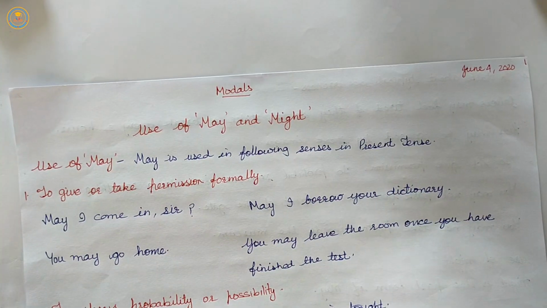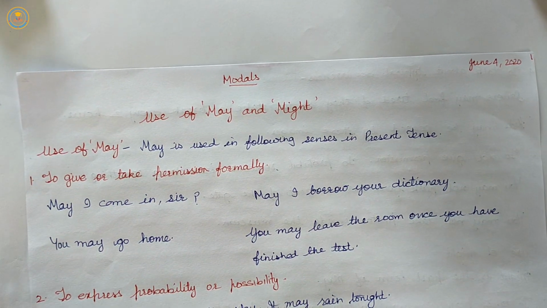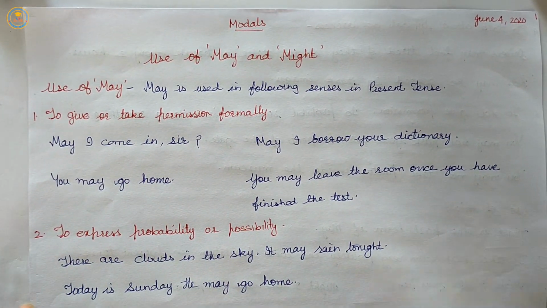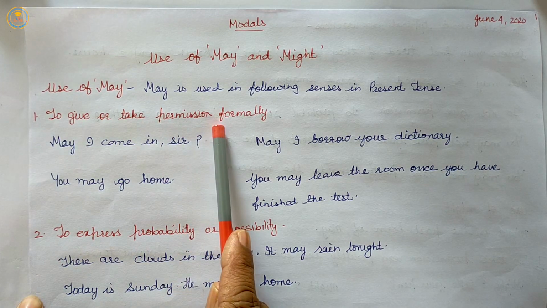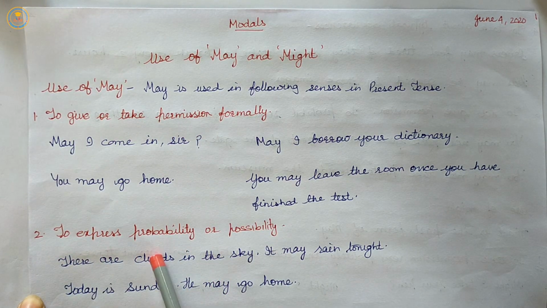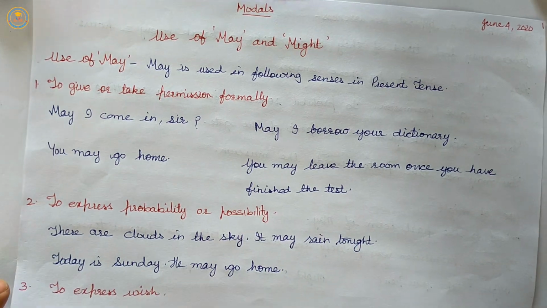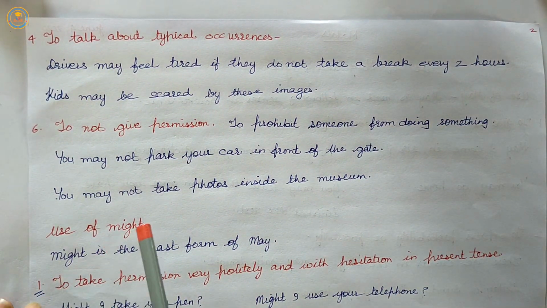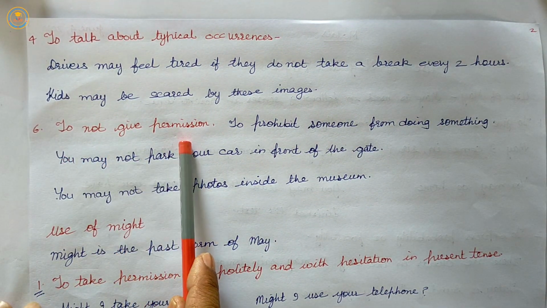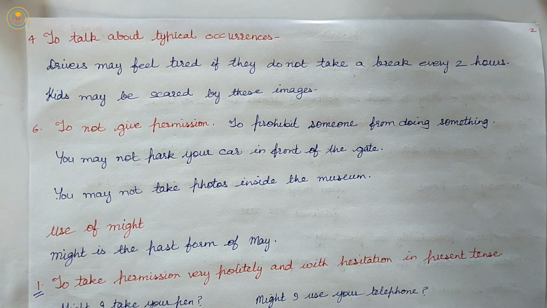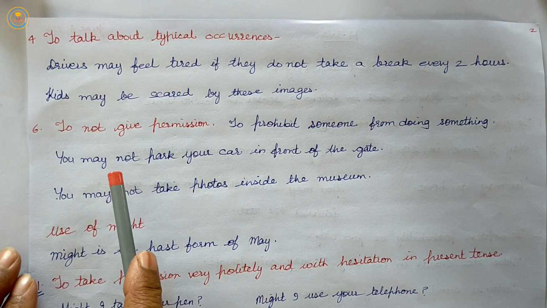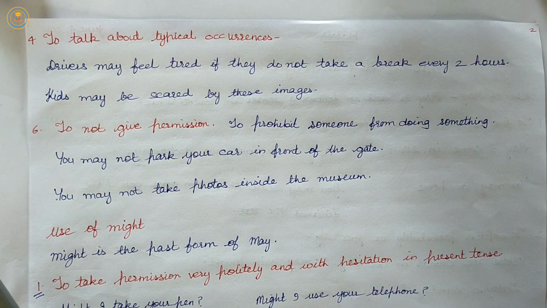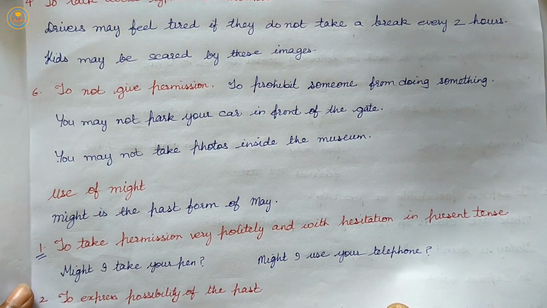So, we can use may in the present tense, and the characteristics are: to give or take permission formally, to express probability or possibility, to express a wish, to talk about typical occurrences, and to not give permission. So, these are the characteristics for using may in the present tense.